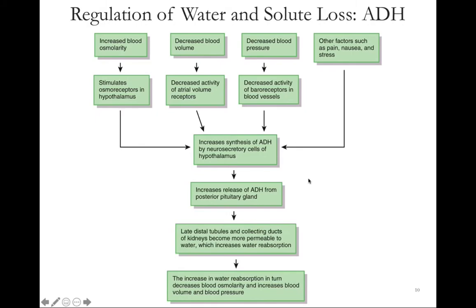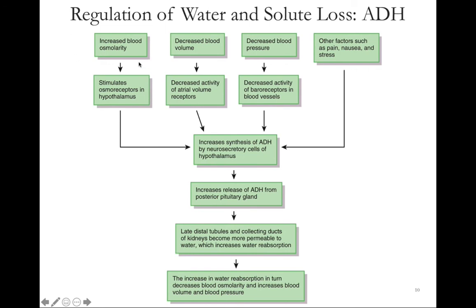So you can see on this slide we have another feedback loop including ADH. This is our facultative water reabsorption, that last 10% that allows for the excess fluid in our body to be released. You'll see that all of these stimuli will eventually increase the synthesis of antidiuretic hormone, and understanding that antidiuretic hormone prevents diuresis, which is urine formation, antidiuretic hormone will eventually lead to the increase in water reabsorption. So what are some of these stimuli? We see here that increased blood osmolarity will stimulate osmoreceptors in the hypothalamus to increase the synthesis of antidiuretic hormone.